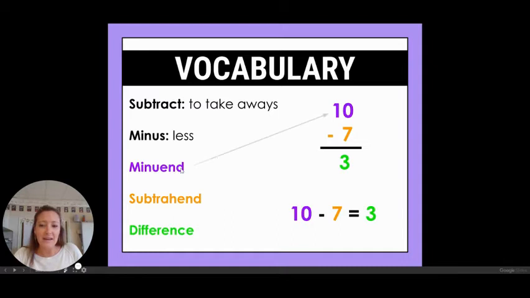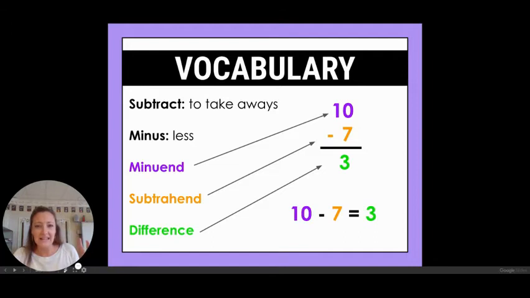So looking at this one, the minuend is at the top. It's the biggest number. It would be our whole. The subtrahend is what is being taken away. And then our difference is the answer in a subtraction problem. So Mrs. Stanley Deist, minuend, subtrahend, difference.